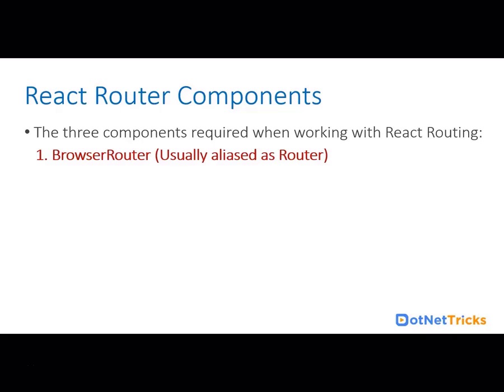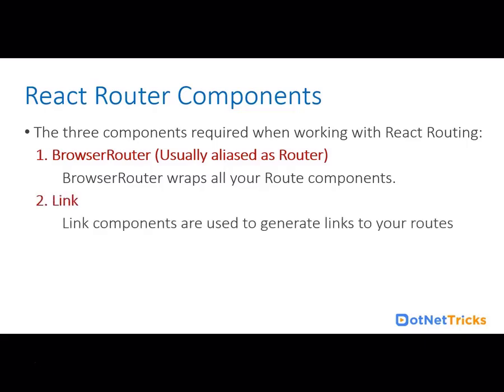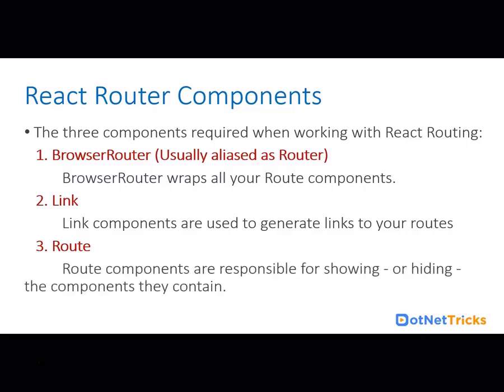Browser router, which is usually aliased as Router, wraps all your routes in the component. The second is the Link component, which is used to generate the links to your routes or the navigations as well. And the third is Route, which is the most important component that takes many properties. These components are responsible for showing or hiding the components they contain.